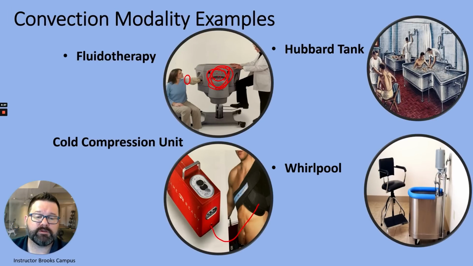Now we'll look at the Hubbard tank and whirlpool. These are very similar. They're both chambers full of water that are heated and circulated via a pump. In the whirlpool example, you could see there's a chair. So this is probably an example where a patient would sit in that chair, and they would dunk their legs into the tank, and the tank would circulate and transfer heat via convection.